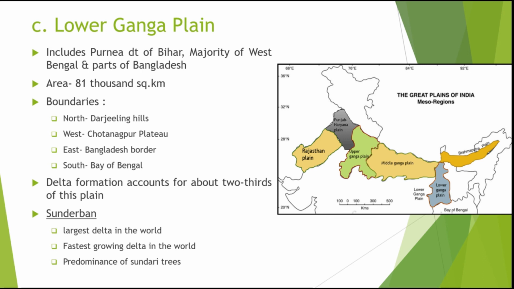The delta formation accounts for about two-thirds of this plain. This is the largest delta in the world and it is the Sundarbans. Sundarbans is the fastest growing delta in the world. These are called the Sundarbans because of the predominance of the Sundari tree here.